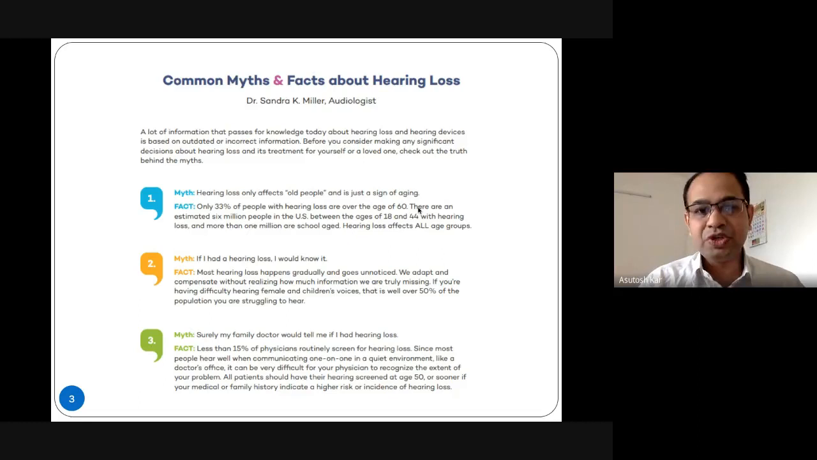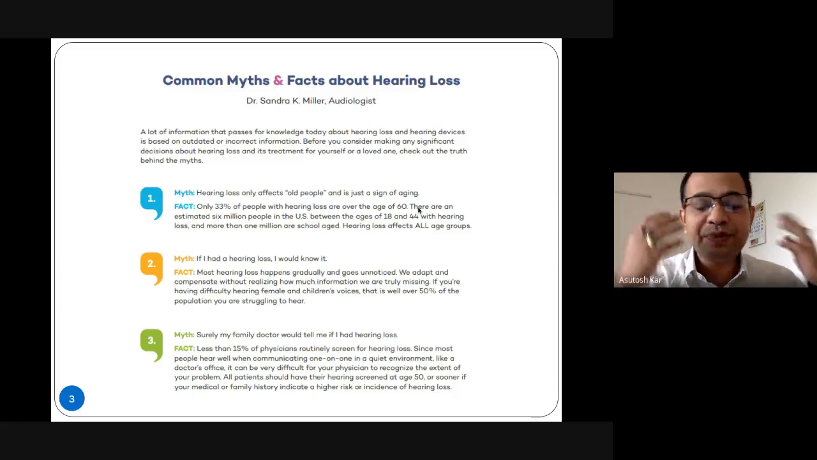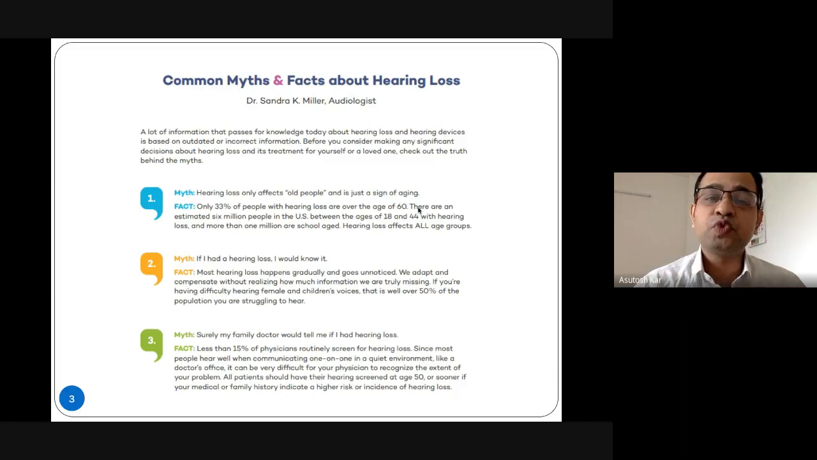Normally, we take hearing loss quite lightly, and most of us, even the educated masses, think that hearing loss only affects old people, or that we get hearing loss only when we get older. In research, it has been found by Dr. Sandra Miller, one of the well-known audiologists in the entire world, that hearing loss affects only 33% of people who are actually old, that means above the age of 60. The other 67% are affected between the ages of 18 to 44.